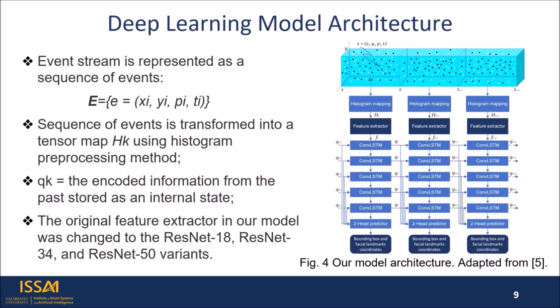Therefore, the output of the feature extractor was connected to the 5-layer convolutional LSTM that obtains internal state information in addition to the extracted features. Finally, the output of each convolutional LSTM is fed into a two-head regression predictor, which consists of convolutional layers to predict face detection bounding boxes and 5-point facial landmarks.